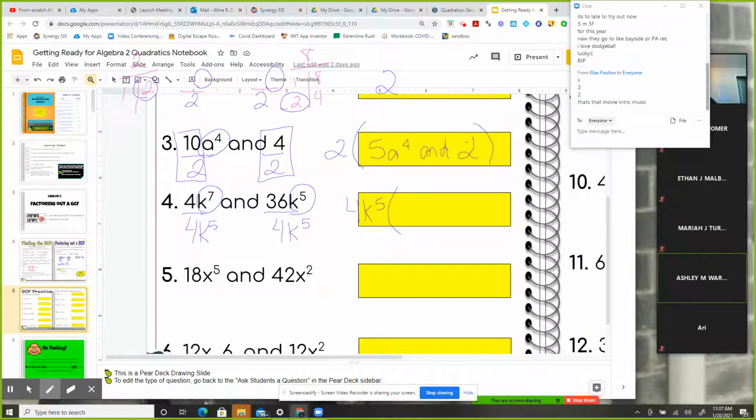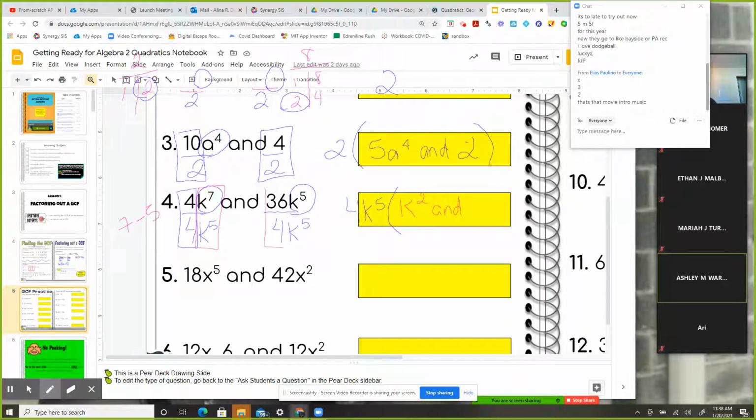So then we got to do the division. 4 divided by 4 is 1. And then k to the 7th divided by k to the 5th. When you divide like this, you really want to subtract. So the invisible math that's happening is 7 minus 5. Subtract those exponents when you're dividing, and you get k squared. And then we're just going to keep the word and.